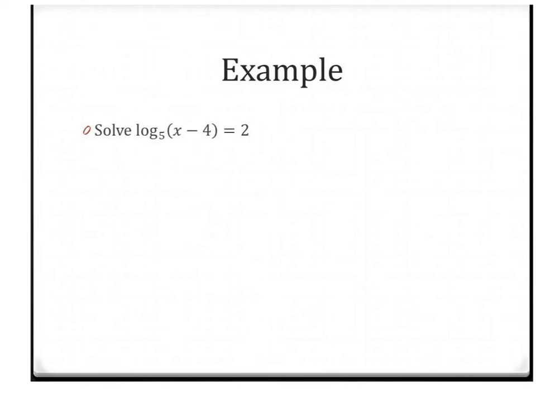Alright, so again, I want to exponentiate both sides. What I have here is going to become my exponent. I'm going to do a base of 5 on each side, because 5 to the log base 5 of x minus 4 just becomes x minus 4 equals 25. We're going to add 4. We get x equals 29.